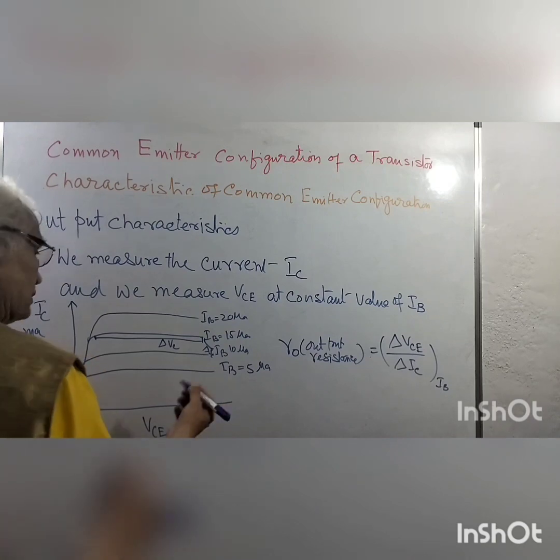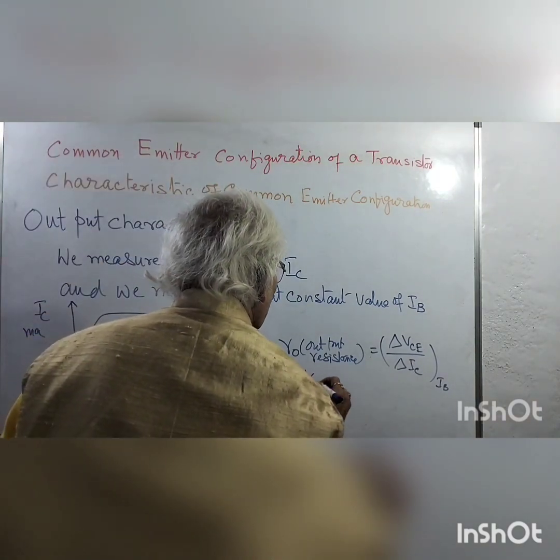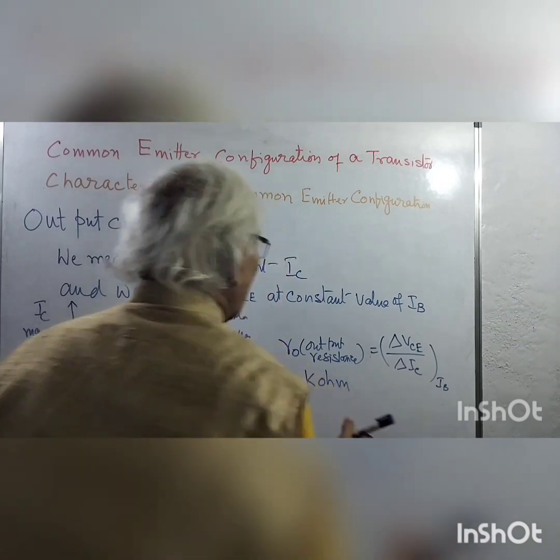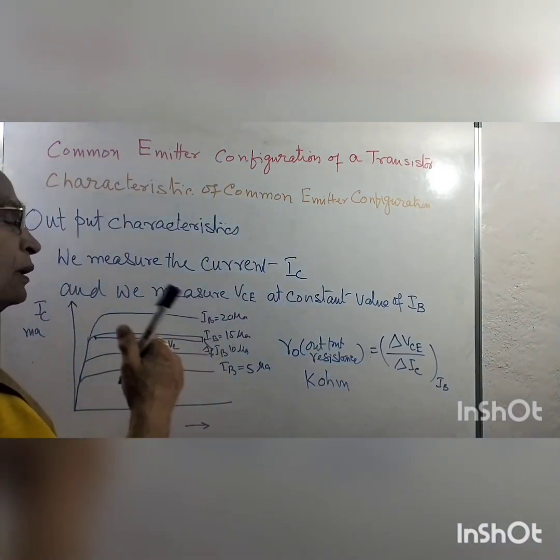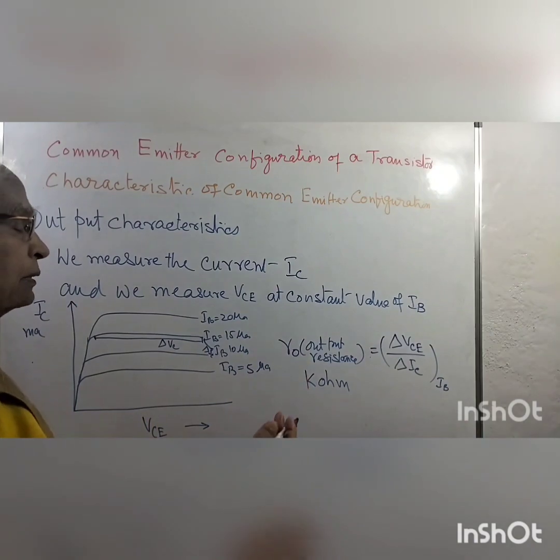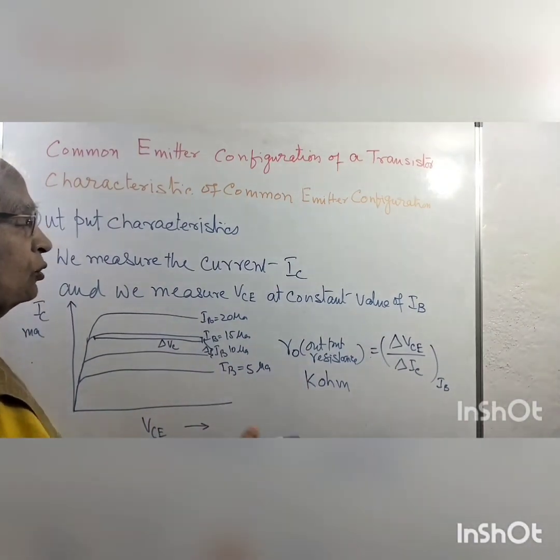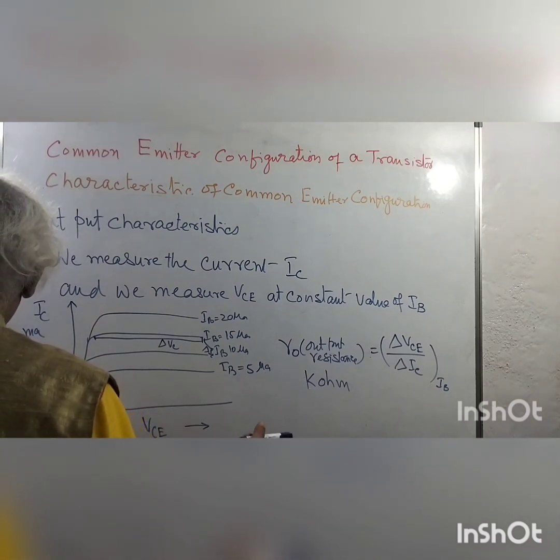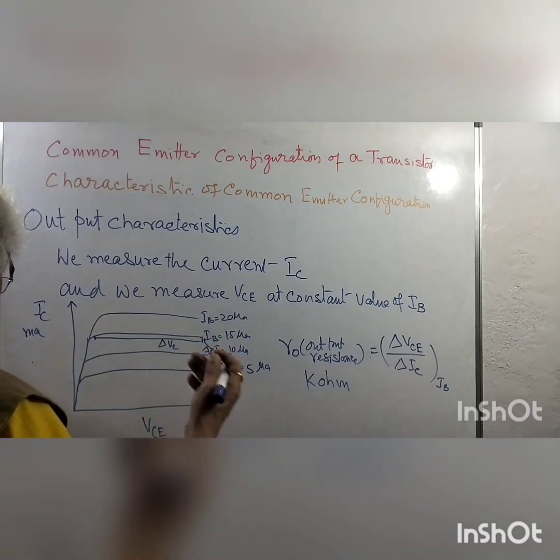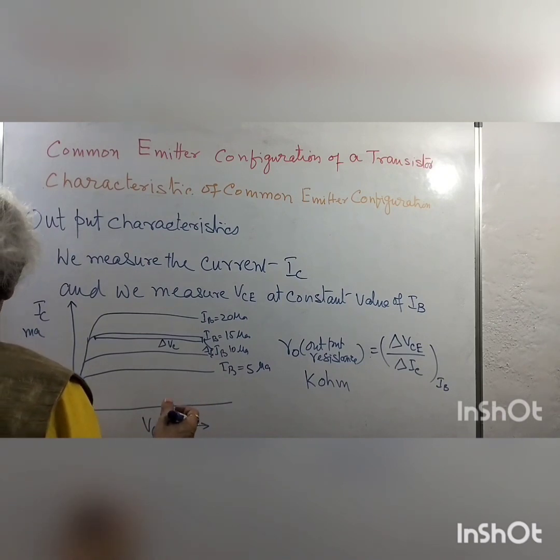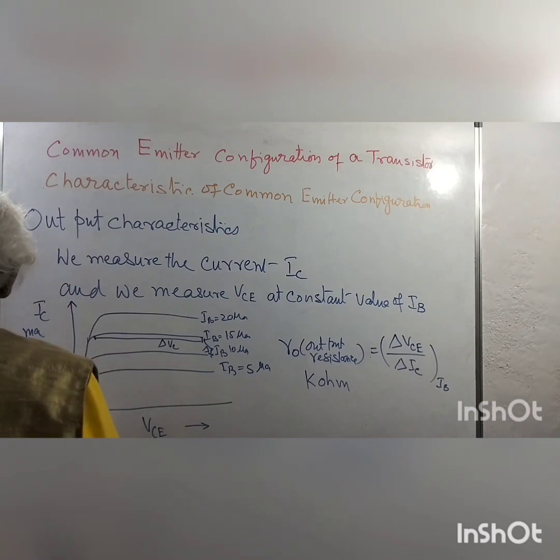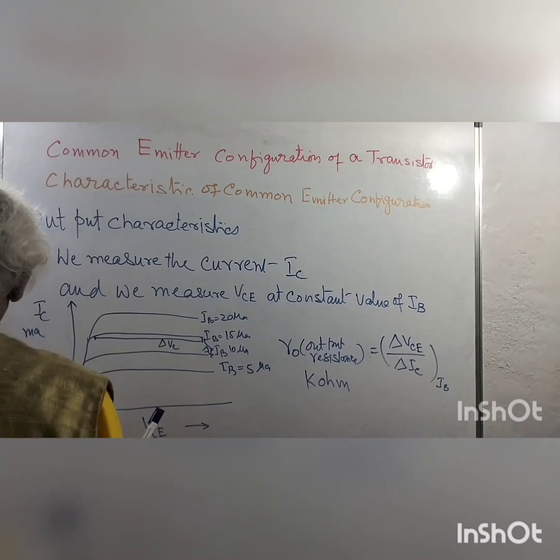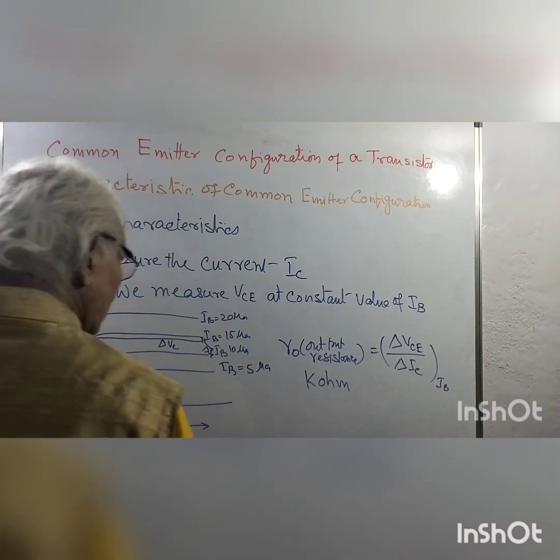So this is some kilo ohms order. RI, the input resistance, was a few hundred ohms, and R0, the output resistance, is in kilo ohms. So we get this value. This is another important parameter of the common emitter circuit of the transistor. And in the common emitter configuration, one thing is here.